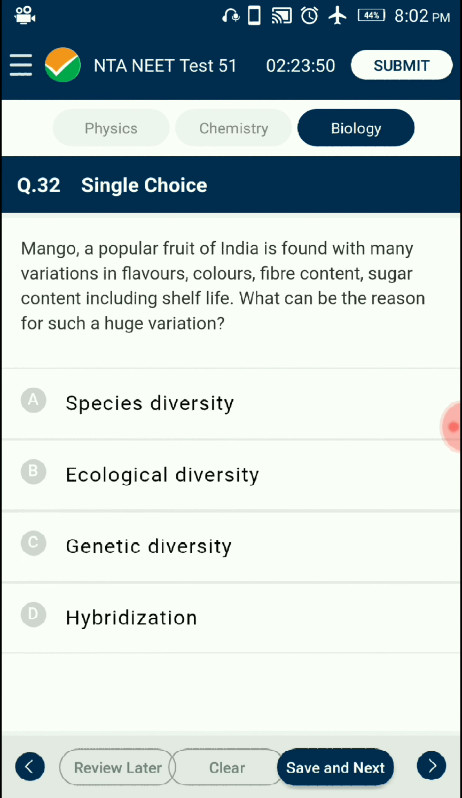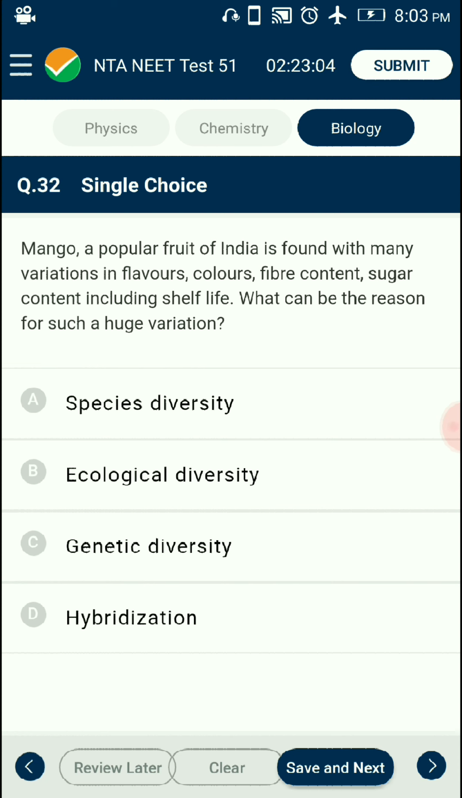Question 2. Mango, a popular fruit of India, is found with many variations in flavors, colors, fiber content, sugar content, including shelf life. What can be the reason for such huge variation? When a species or organism group shows high diversity at the genetic level in its distribution range, it comes under genetic diversity. Indian species like mango and rice have more than 1000 and 50,000 types.